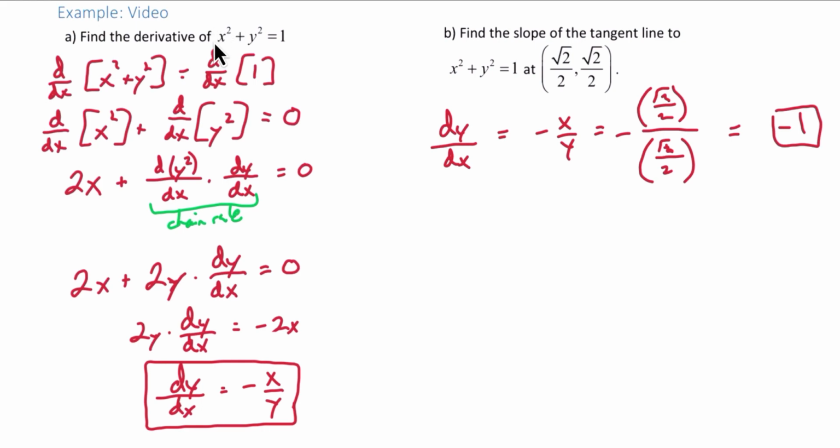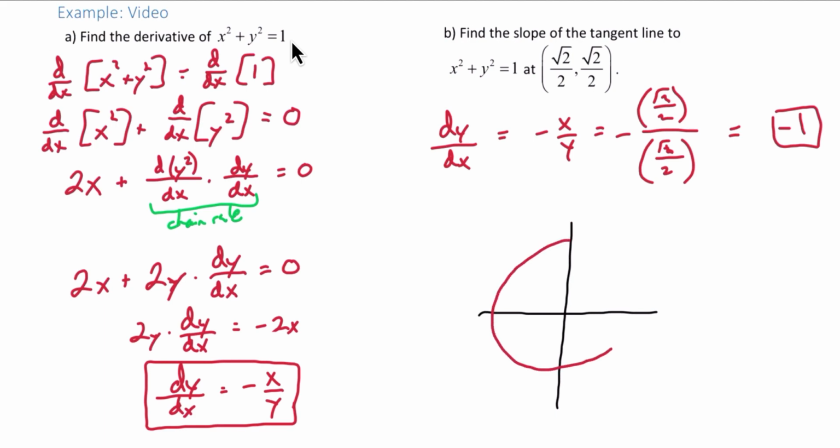This equation should look somewhat familiar from trig. This is just the unit circle. So we have a circle, radius of 1, centered at the origin, and we're curious about what's happening at the point square root of 2 over 2, square root of 2 over 2. The tangent line at that point has slope negative 1, right? The slope, negative 1.